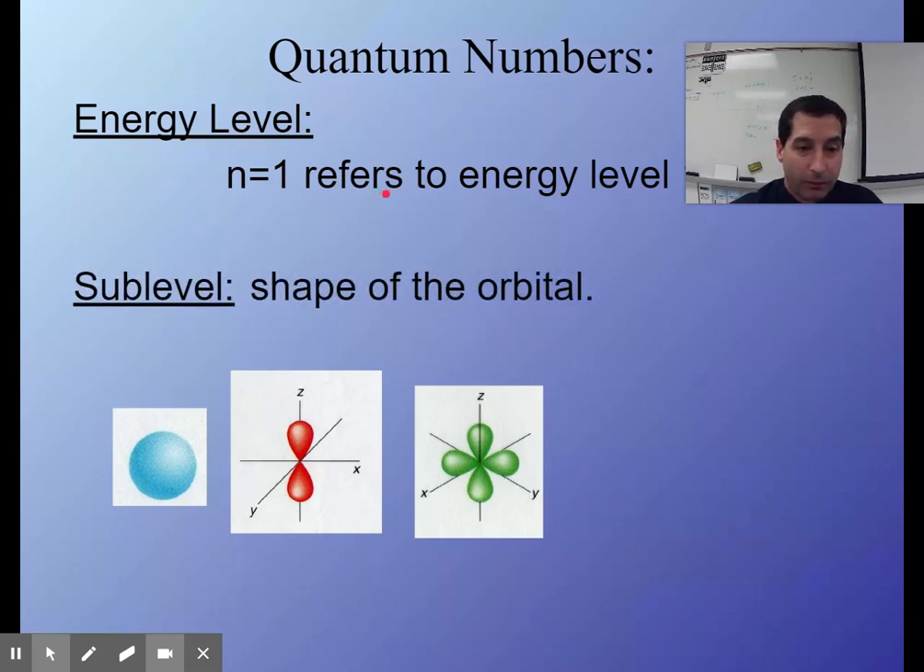Now the energy level is what we talked about with the Bohr model. So if you think of those rings again, those are your energy levels. The sublevel is the shape. So you just have to remember when you hear someone say sublevel, it means shape. On the test, you're going to look and be like, what are you talking about, sublevel? So just remember sublevel is shape. I say sublevel, you say shape.